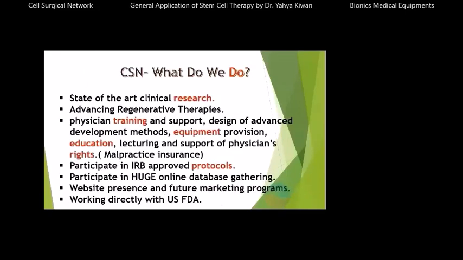What do they do? They have the Cell Surgical Network. They do a lot of research. They do training for any member who joins them. They are responsible for training them on liposuction, training them on equipment, education, lecturing, supporting of physicians, and malpractice insurance. This is very important because all over the world now, stem cell might be considered as a new technique, so there are probably many people against the idea of stem cell. That's why the Cell Surgical Network provides insurance cover for the doctors to be protected.